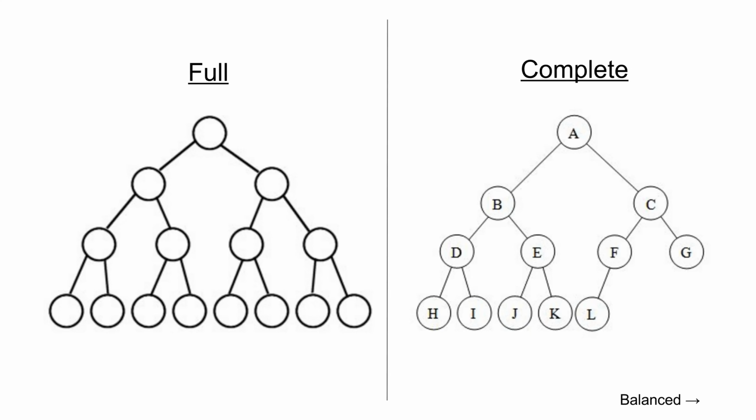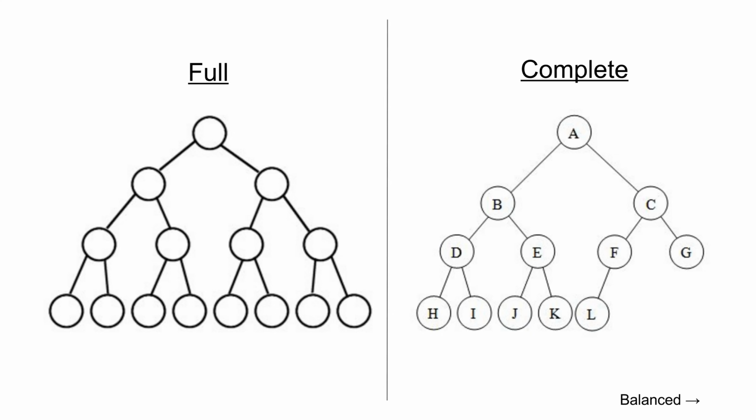We have 3 labels that describe the structural traits of binary search trees. They are full, complete, and balanced. The last of which I've moved on to the next slide because it's somewhat more complex. A full binary search tree is the easiest to identify and is simply one where all leaf nodes are at the same level or depth.